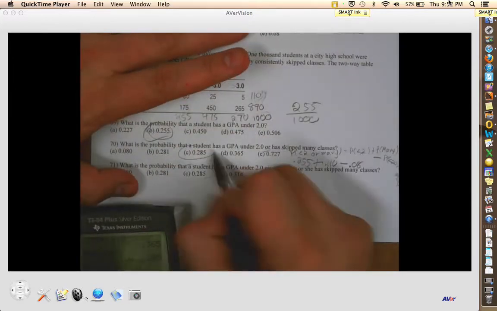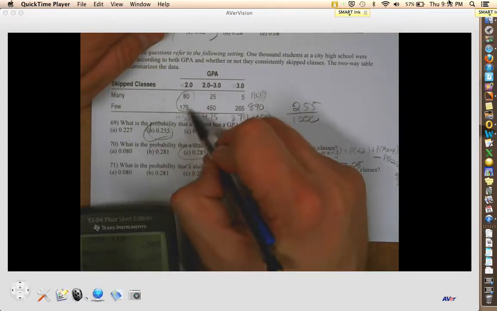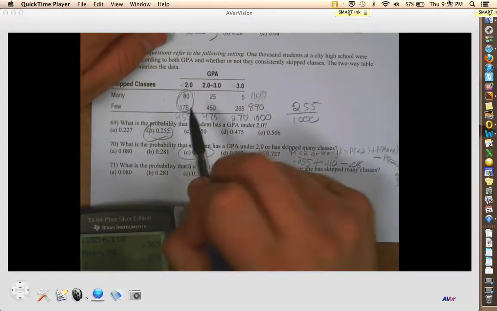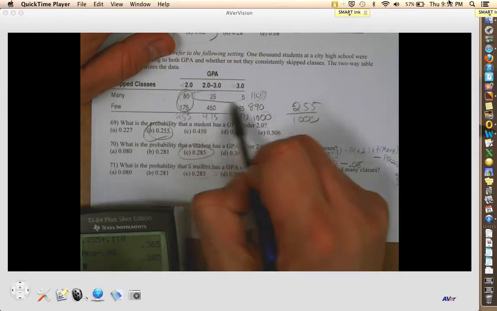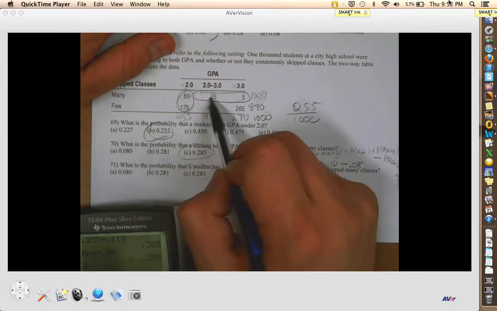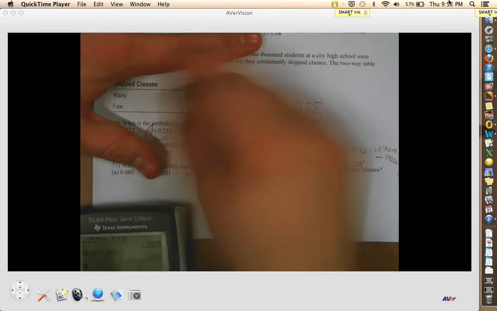The other way to do this is just to say, okay, under 2 or has skipped many classes. Here are the people that are under 2. Many classes is all of this, but I've already counted 80, so I could just add in 80, 175, 25, and 5. And that would be another way to get to the same answer.